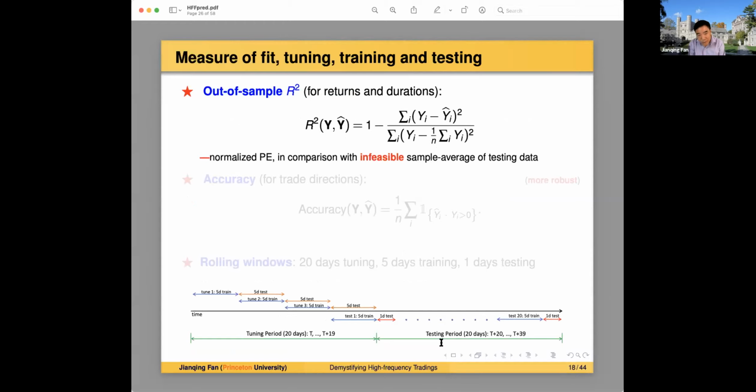So now the question is, once you do prediction, what is our measure for assessing predictability? What we use here is what other people would naturally use, the out-of-sample R squared. The only difference is that in this out-of-sample R squared, we are using the infeasible sample average of the testing data rather than the training data. In other words, what we really report here is the prediction error, normalized in comparison with this infeasible future average of the testing data. And we also measure the success of our prediction using the sign. If both signs are consistent, we add 1, otherwise 0.